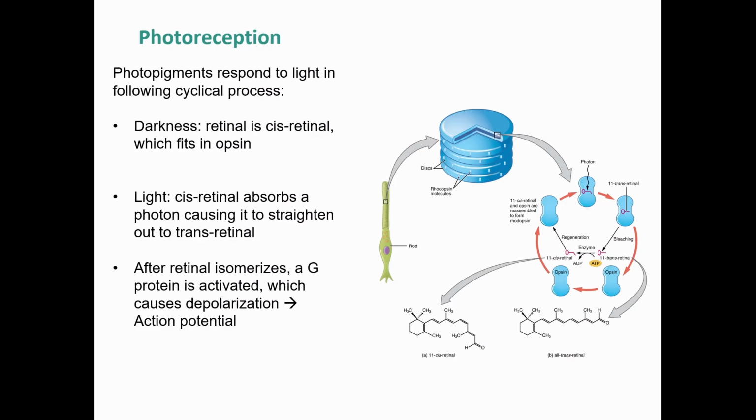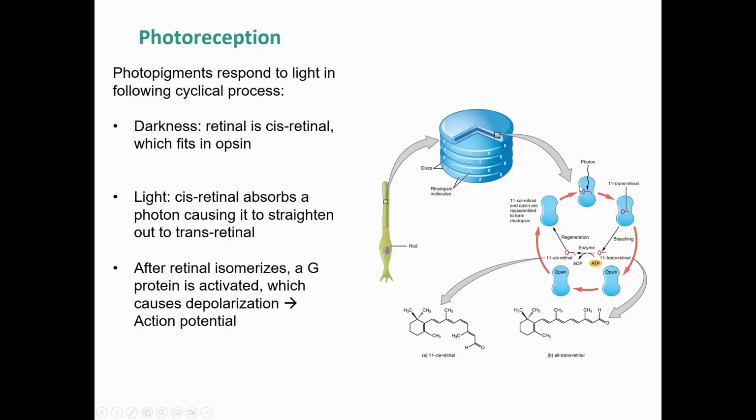So in a rod, we have this rhodopsin, and when it is dark out, when we are not exposing that rod to light, the retinal inside the opsin is what we call cis-retinal. And this has a little bend in it. So if we look over here, here's our cis-retinal. And opsin, when they are found together, we call it rhodopsin. So rhodopsin together is retinal and opsin. And here, if we look at the retinal, we see there's a little bend in it.